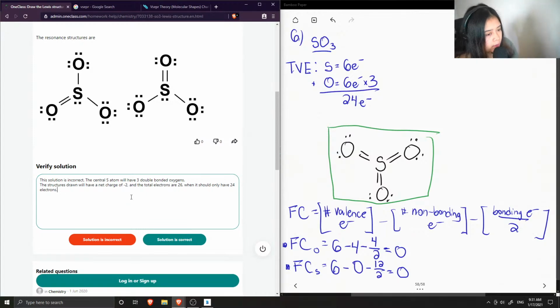Okay, so I said that this solution is incorrect. The central sulfur atom should have 3 double bonded oxygens.